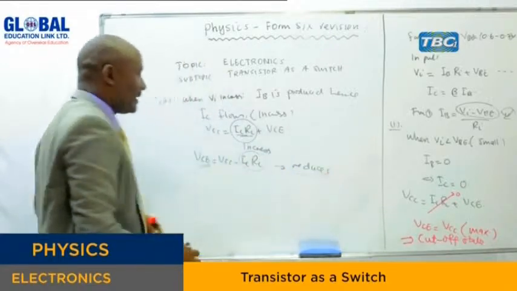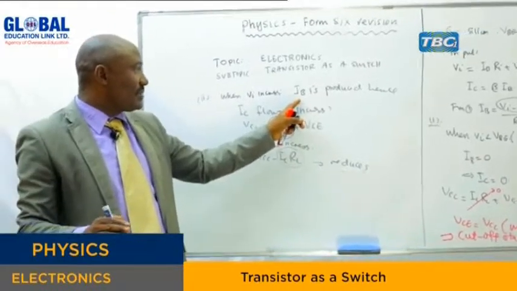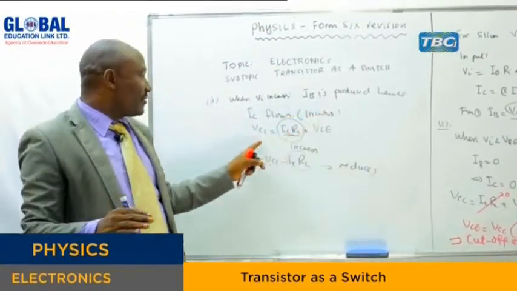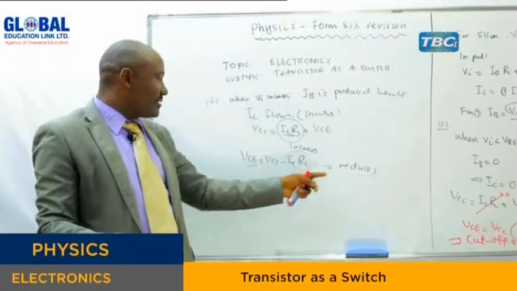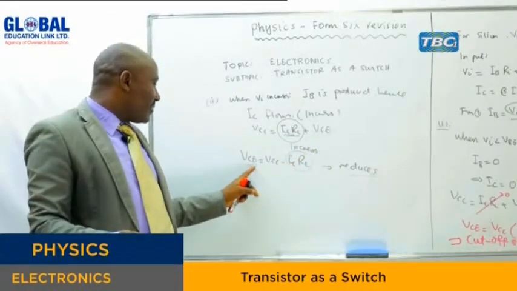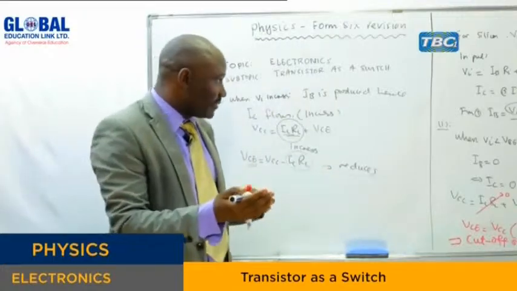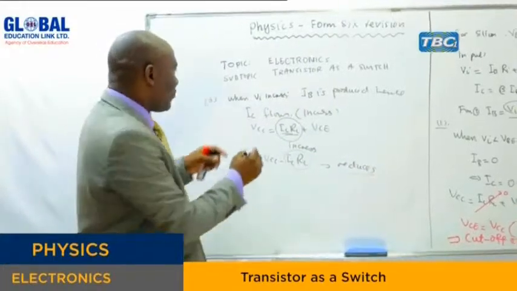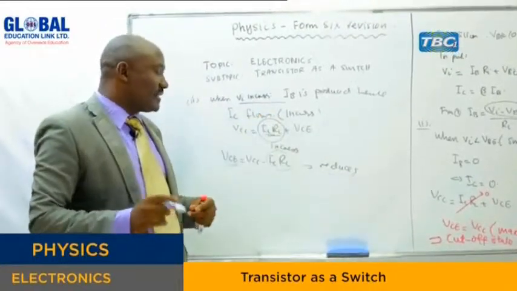Maybe some of the current flows. A small current may be produced in the base. It produces the base current. That means it makes the transistor behave. It means the current may be flowing through the transistor, but the VCE is moderate. So that is the case where the input voltage increases.